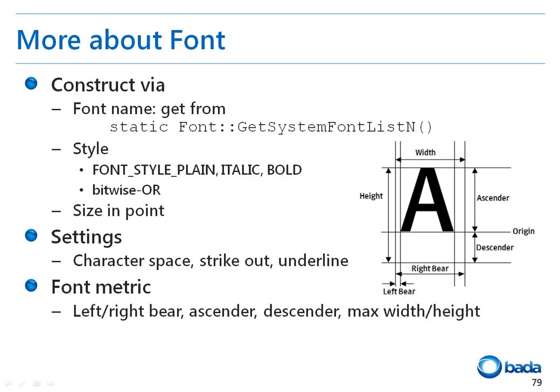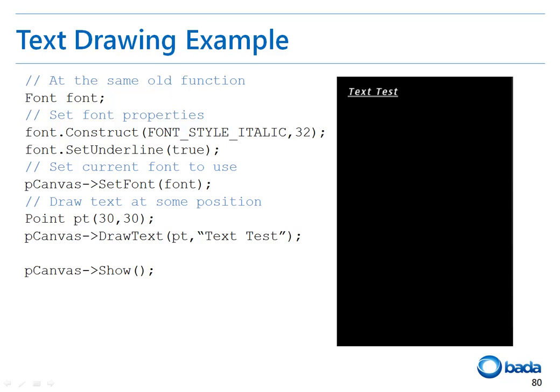In addition, you can set the character space, strikeout, and underline properties of the font. The font class also provides functions to get the font metric, such as the left-right bar, ascender, descender, and max width height. This example shows you how to construct a font and draw text on the screen using the constructed font. A font is constructed by specifying the style and size. By setting the underline property, the font is changed to an underlined font. Then, the font is set to the canvas. Now, we can display text on the screen using the constructed font.